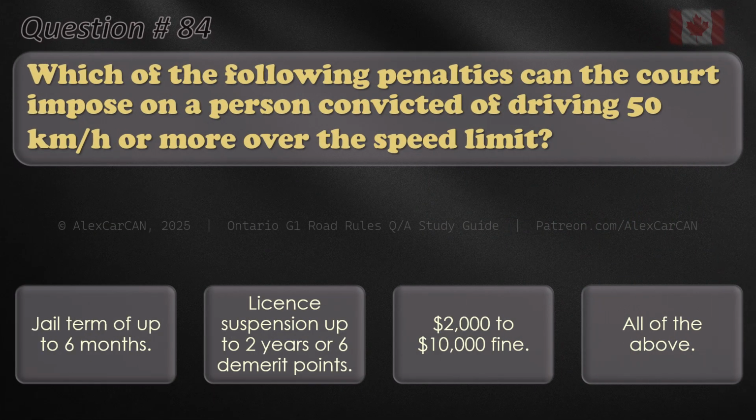Question number 84. Which of the following penalties can the court impose on a person convicted of driving 50 km per hour or more over the speed limit? Jail term of up to 6 months. License suspension up to 2 years or 6 demerit points. $2,000 to $10,000 fine. All of the above. The correct answer is all of the above.